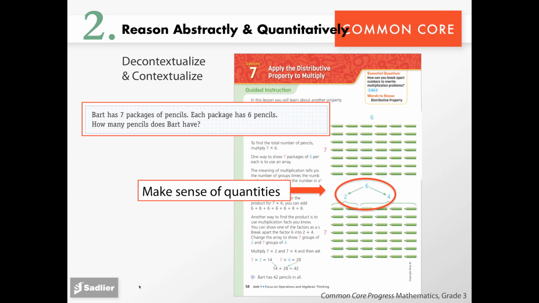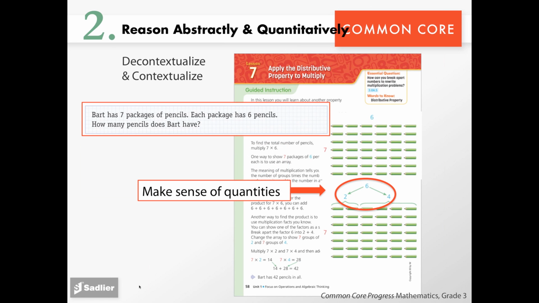So students really need to understand and make sense of the quantity 6, and know that 6 can be composed many different ways, and 2 and 4 is just one way that students can make 6. So make sense of the quantities, and now put that understanding back into the context of the problem in order to solve it.